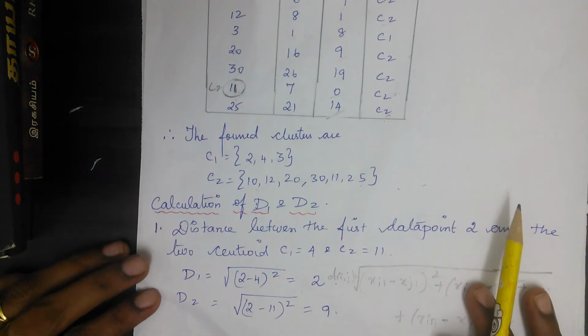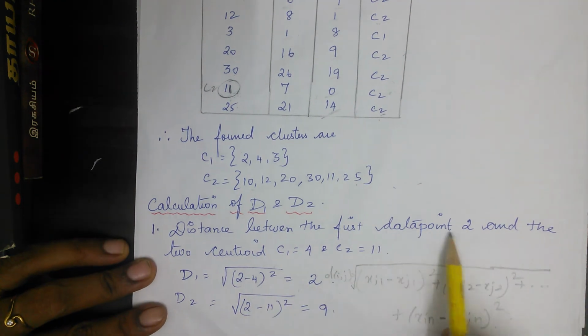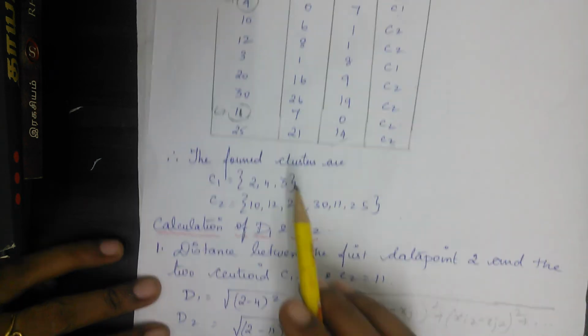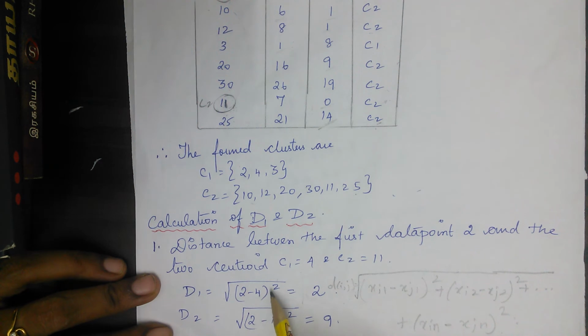See here, I have calculated the distance between the first data point 2 and the two centroids C1 and C2. So D1 is equal to the square root of (2 minus 4)—where 4 is my first centroid—the whole square, into the square root.